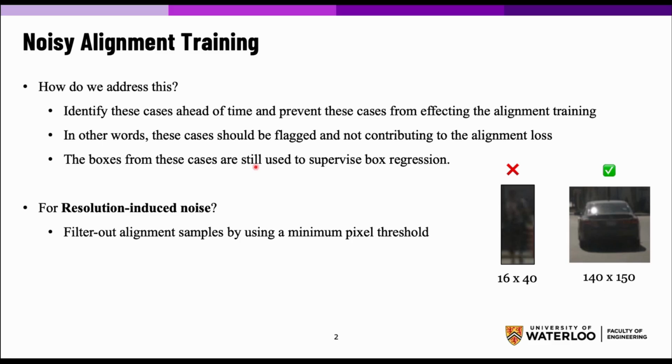So for example, it might look like this when we're filtering out resolution-induced noise. The pedestrian that I showed previously may only occupy a few pixels, and we can threshold the number of pixels we require for our training. And a car with a higher resolution is fine.